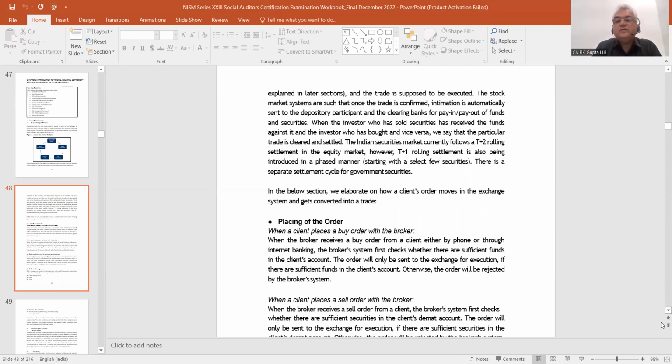So first of all, you place an order, then there is checking in the system whether the other party is available or not. In case the other party is available, the trade is executed. The next point to ensure is to pay in and pay out of the funds. So that is ensured through the clearing banks. The Indian securities market currently follows a T+2 rolling settlement. So the date of the trade plus 2 days. Sometimes it is 1 day, sometimes it is more also.